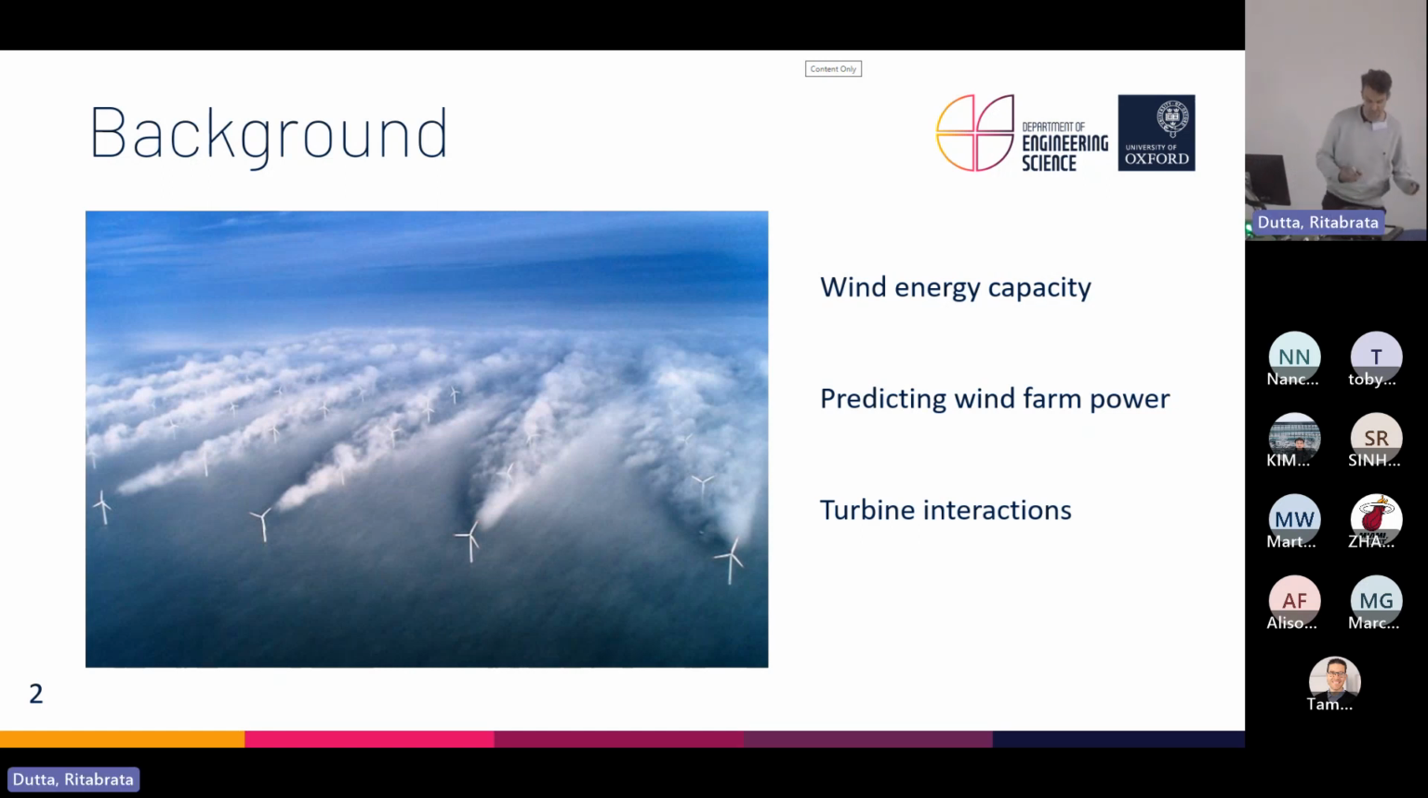These interactions between turbines can impact the power produced by a wind farm by up to 40%. So they're really significant, and it's really important to be able to model these interactions accurately. But the problem is that the existing models used by the wind energy industry struggle to capture these interactions accurately, especially for large wind farms, which are likely to exist in the future.